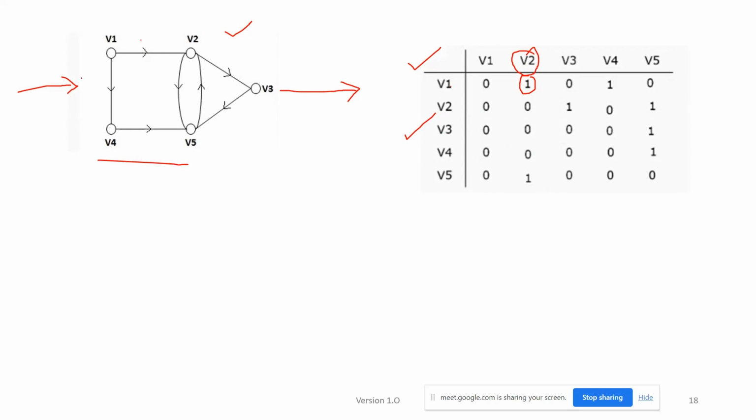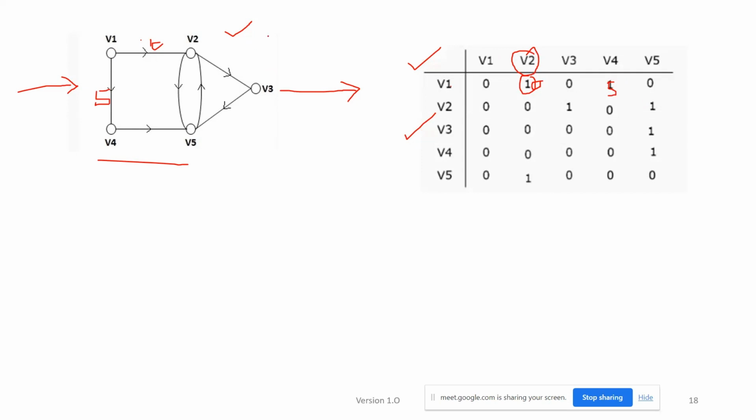Okay, suppose the weights are provided like this. I mentioned 10, so the V1 to V2 weight value is 10. That means this weight value is 10. Like that, V1 to V4 has a weight of 5, so you can mention this 5 here, V1 to V4. Like this, you need to create your matrix.